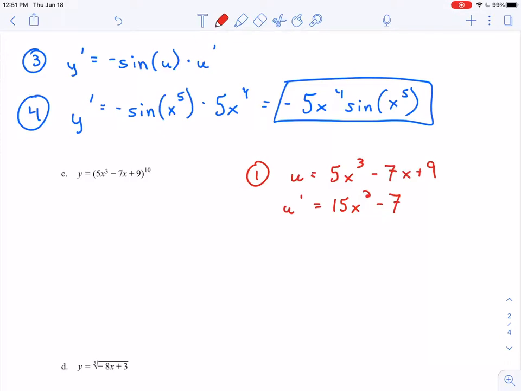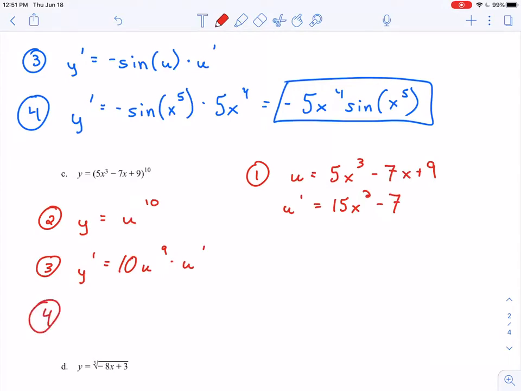So I'm going to take this expression now, take out whatever I said u was, which was 5x cubed minus 7x plus 9, and substitute u in. So my second step, I have y equals u to the 10th power. Well, this is nice. I know how to take the derivative of that. It's a nice, simple little power rule. So my third step, y prime, will be 10 u to the 9th power times u prime.